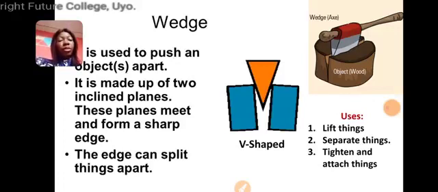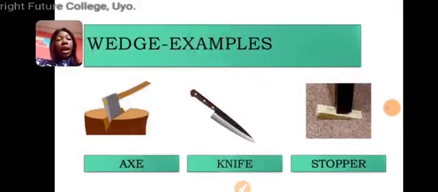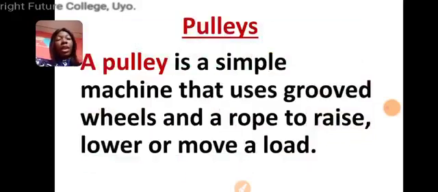The sharp edge. Okay? Uses of wedges include: 1. They are used to lift things. 2. Separate things. 3. Tighten and attach things. That is for wedges. You can see other examples here. Axe, knife, stopper. Stopper is used to prevent objects from moving freely. You can see the picture there. A stopper is used to prevent door from opening on its own or from closing on its own. That is for wedges. Now the next one is pulleys.